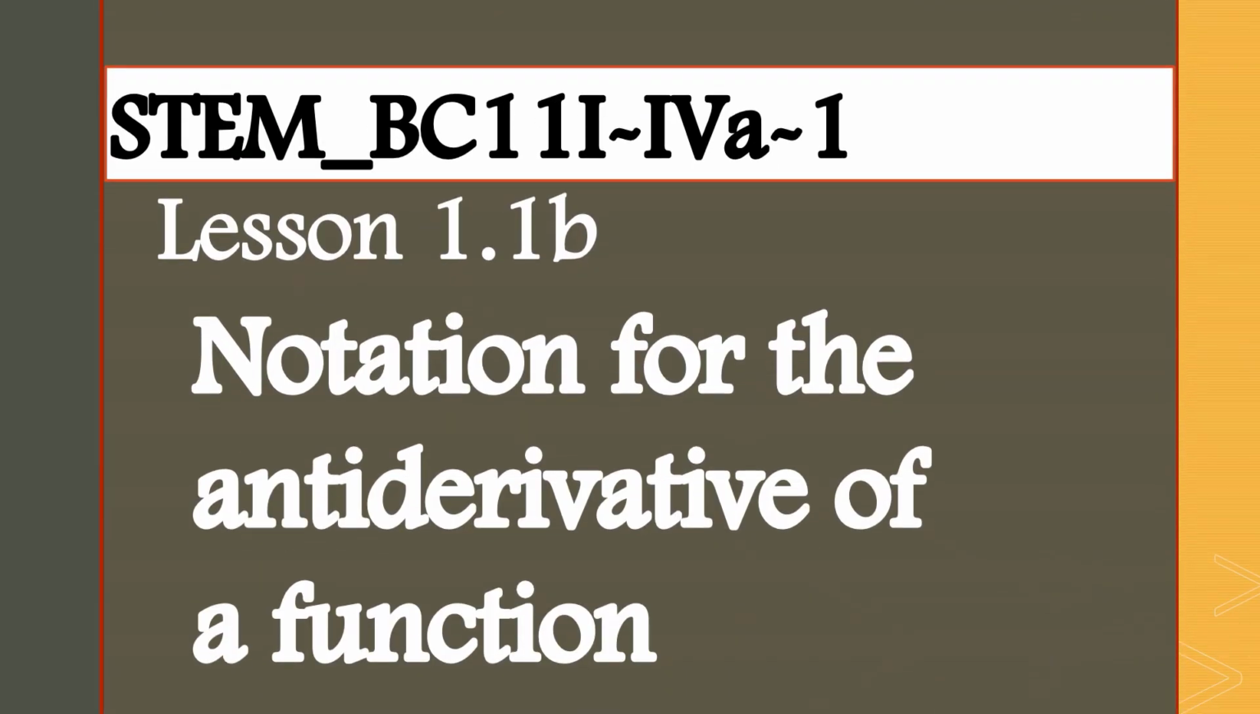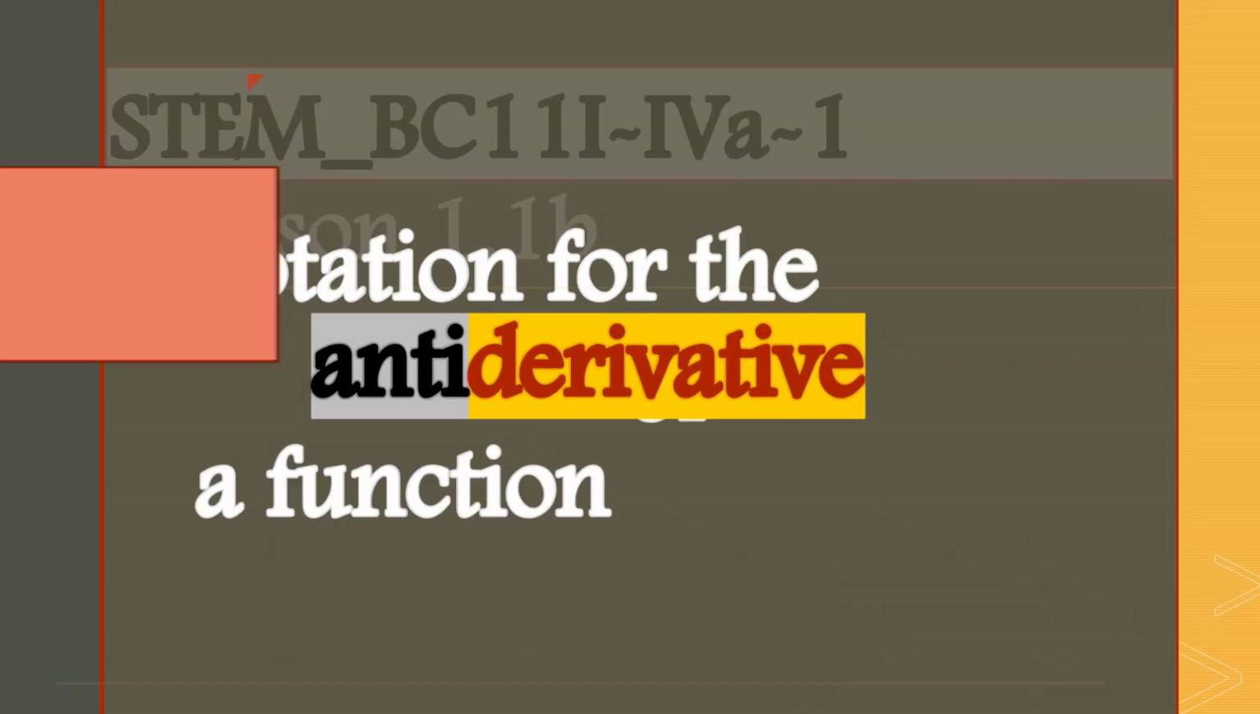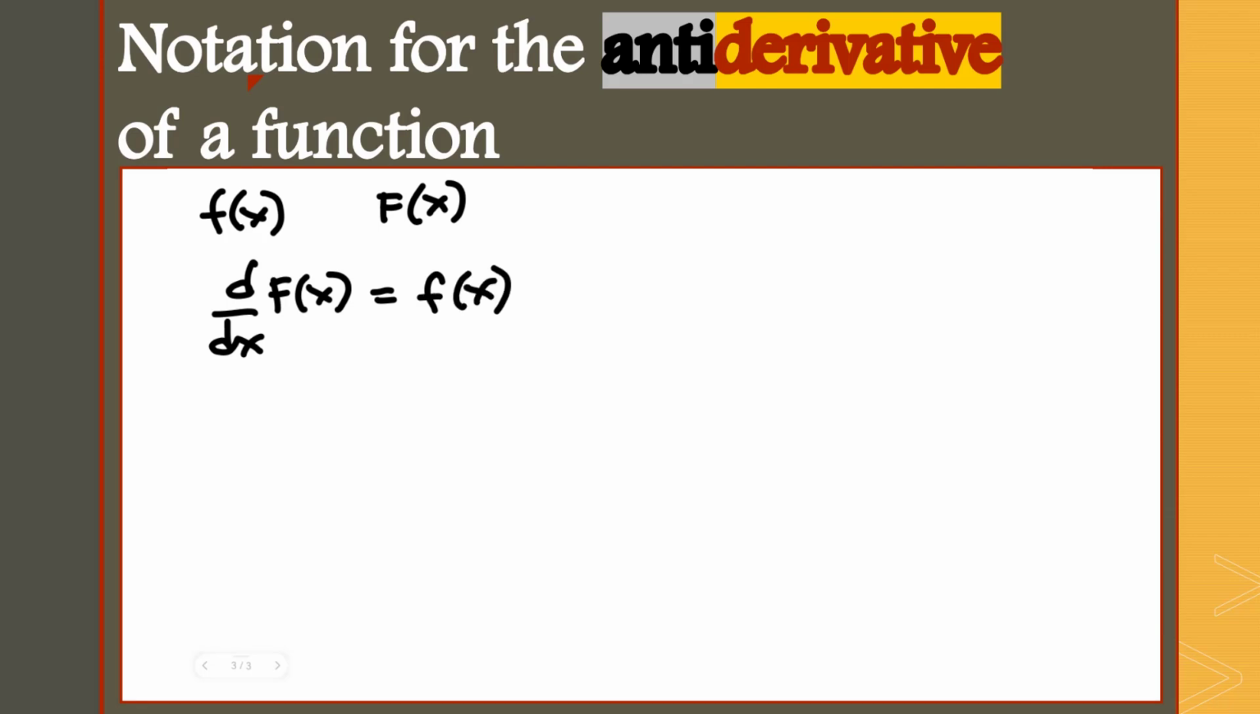Let's have the proper notation for the antiderivative of the function. Antidifferentiation is the process of finding the set of all antiderivatives of a certain function. We understand that for a certain function f of x, we will have another function F of x if it satisfies the idea that the derivative of that function with respect to x is equal to our original given function. This is per the definition of the antiderivative of a certain function.